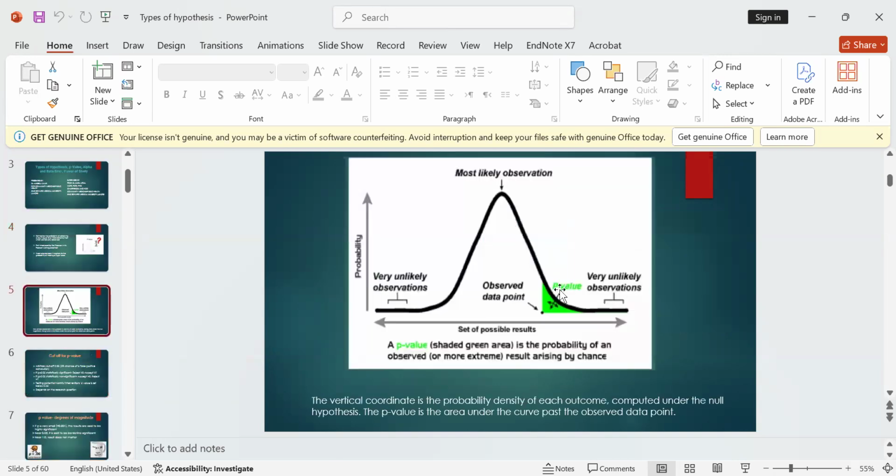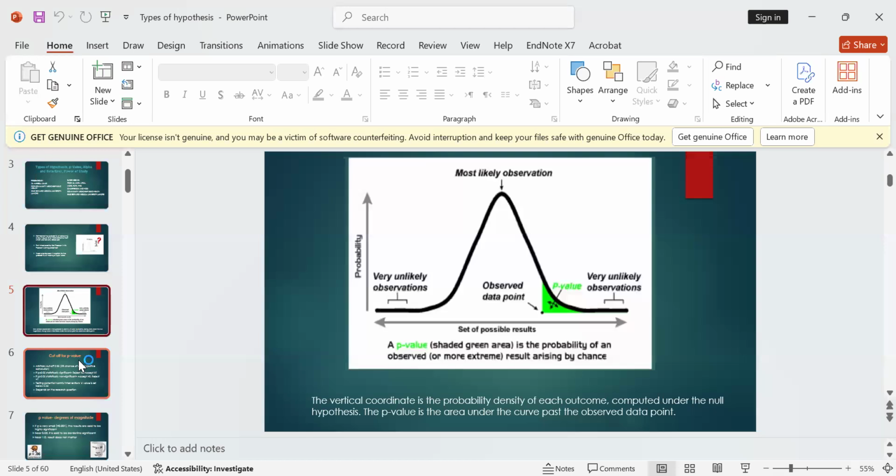According to this graph, the green shaded area is the p-value. It is the probability of an observed result arising by chance. The vertical coordinate is the probability density of each outcome computed under the null hypothesis. The p-value is the area under the curve past the observed data point.